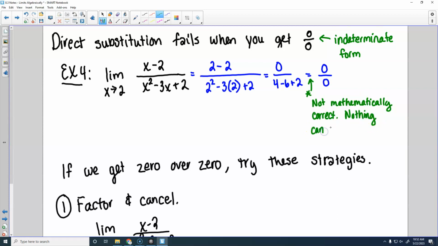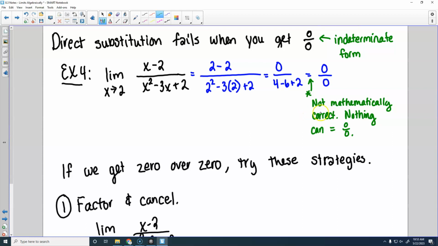Nothing can equal 0 over 0. Technically, I should not be letting you write equals 0 over 0. It is a big thing on the calculus exam whenever we do L'Hopital's rule that you can't write something equals 0 over 0. The way that you write it is that it is of the indeterminate form 0 over 0, instead of putting equals 0 over 0. Technically, nothing can equal that, so it is mathematically incorrect.